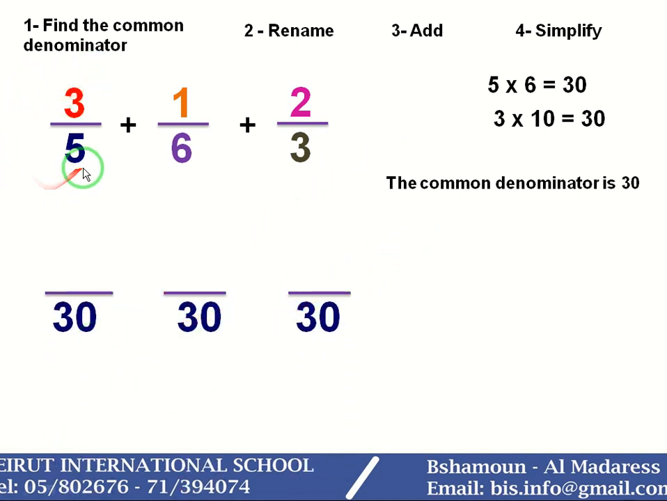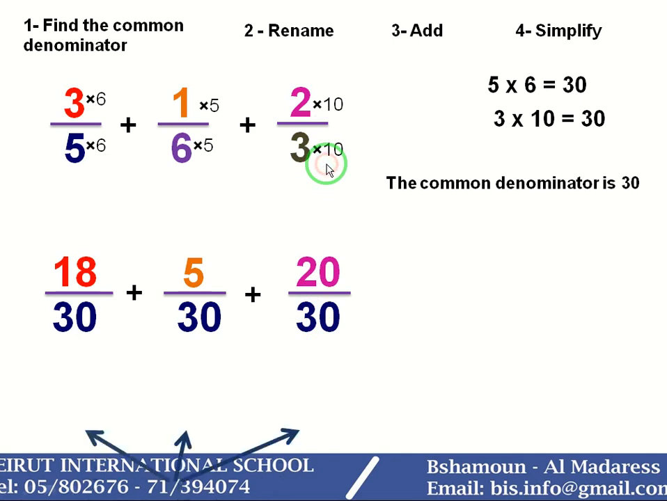Now 3 over 5, I rename it as a fraction over 30. So I multiply the numerator and the denominator by 6, I get 18 over 30. Plus 1 over 6, I multiply the numerator and the denominator by 5 and I get 5 over 30. Plus, for 2 over 3, I multiply the numerator and the denominator by 10, so I get 20 over 30.